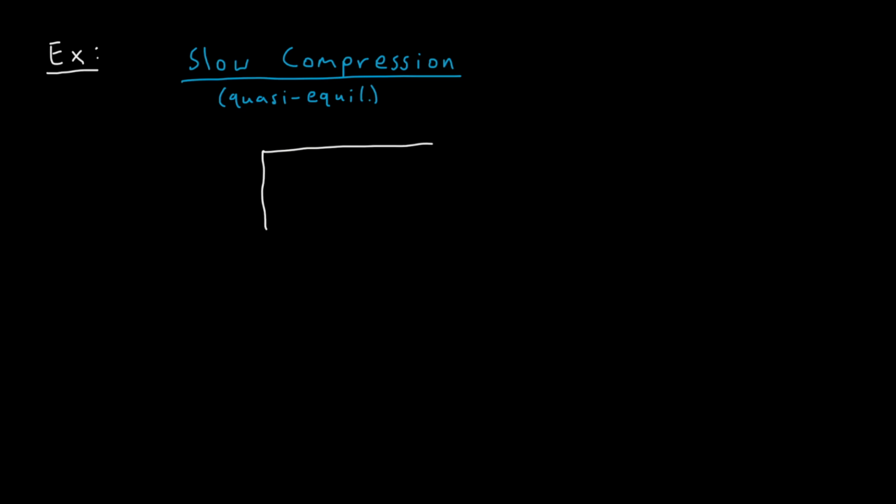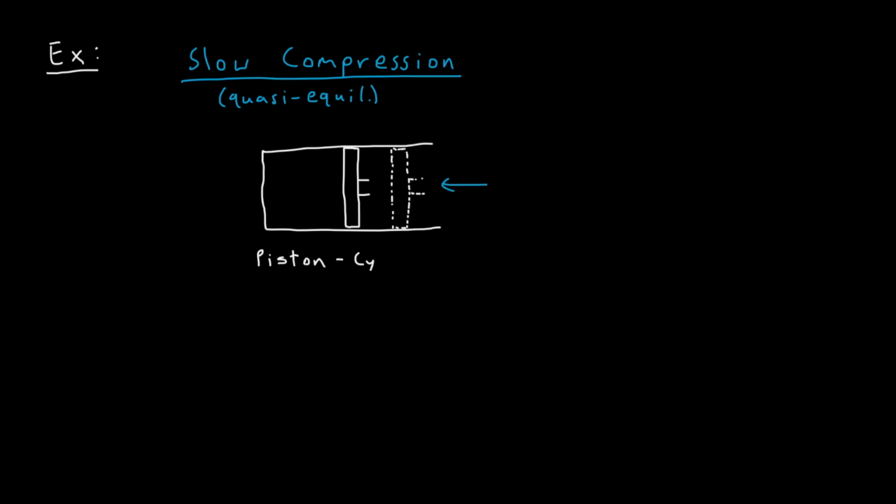Now, for example, let's say we have a slow compression process, keyword slow. This is typically known to be a quasi-equilibrium process because it is a slow process. Let's say it involves a cylinder and a piston as shown. This dotted piston here is the initial state, and then this solid piston on the left is a second state, where the piston is of course being pushed to the left, compressing air that is inside the cylinder.